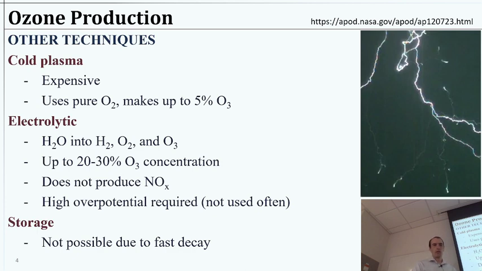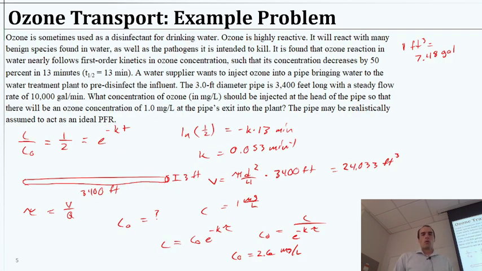You have to use quite a lot of overpotential, so higher voltage than you would normally. And you really just can't store ozone very long because it's just going to decay into oxygen ultimately. So you don't really have too much of an opportunity to store and ship it. And even if you did, there'd be a lot of hazards involved because it's a highly oxidizing substance.